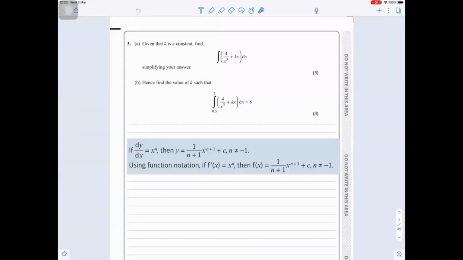Question number 3. Given that k is a constant, find the integral of 4 over x cubed plus kx. Hence, find the value of k such that the integral from 0 to 2 of that function equals 8. We're going to use this formula here for integration. When you integrate x to the power n, add 1 to the power and divide by that new power. Remember, add 1 to the power, divide by the new power, and don't forget to add the constant of integration. That's what we're going to use to integrate.